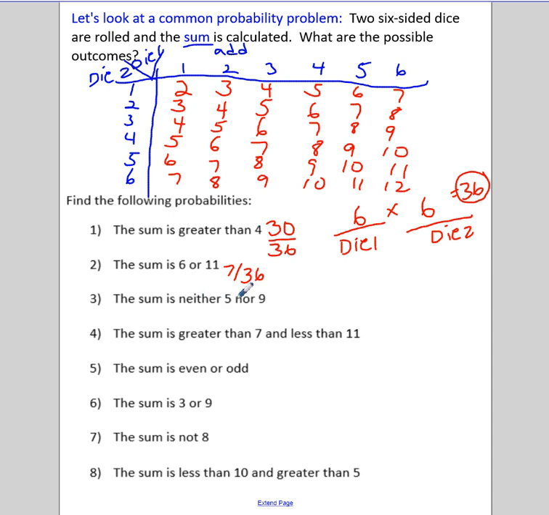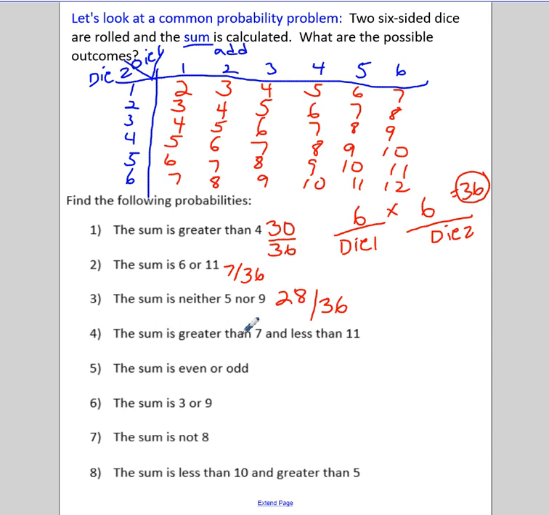The sum is neither 5 nor 9. So I want to get rid of my 5's and my 9's. So that would be a lot of counting, right? So instead, I'm going to add up how many 5's and 9's I have and subtract from 36. So I have 1, 2, 3, 4, 5, 6, 7, 8. So there's 8 5's and 9's. So if I take 36 and subtract 8, I get 28 out of 36. And if you don't believe me, go through and add them all up.